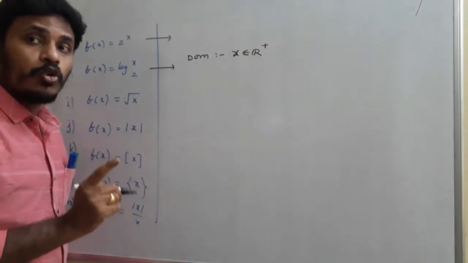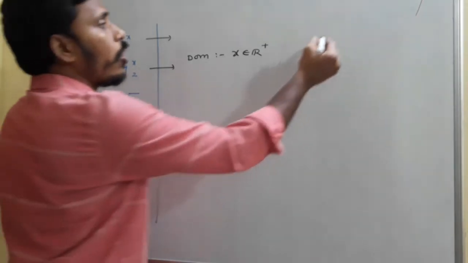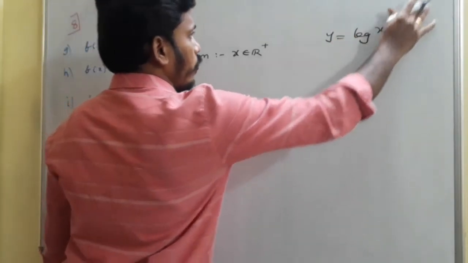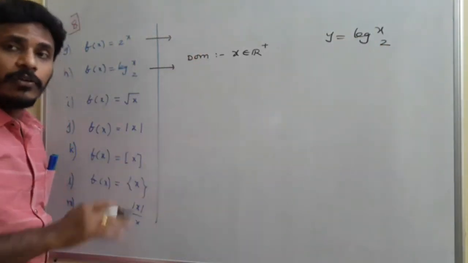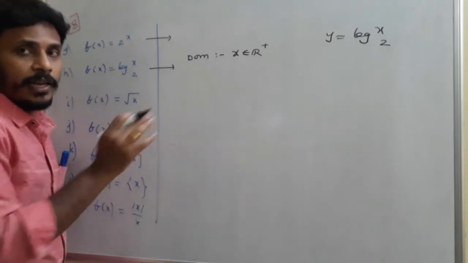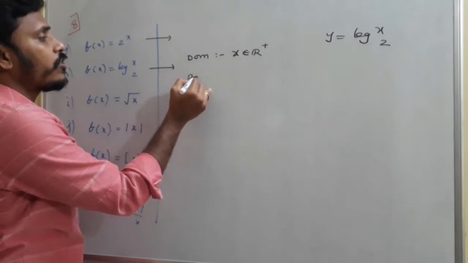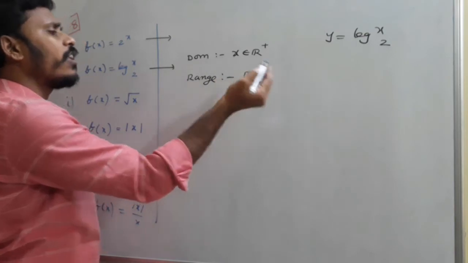Even 0 is also not acceptable in the place of x. Log 0 base 2 is also not defined. We are now concentrating on log x base 2. If x is 0, it won't exist. If x is negative, the logarithm is not defined there. For positive reals, it exists. So the domain is positive reals, whereas range may be all reals. Range is any real number.